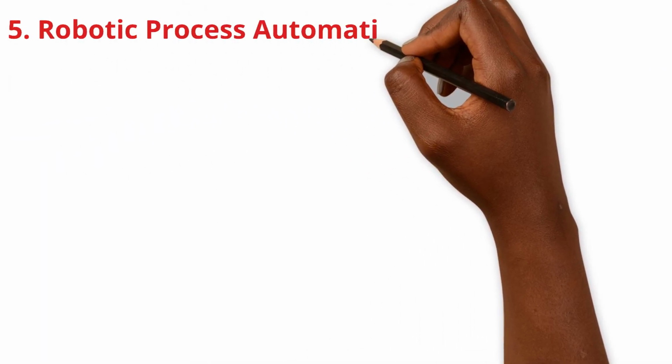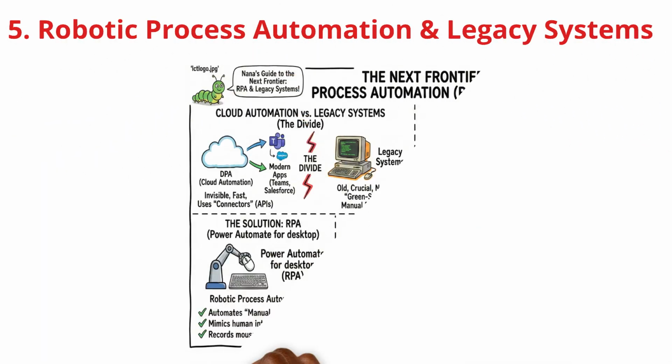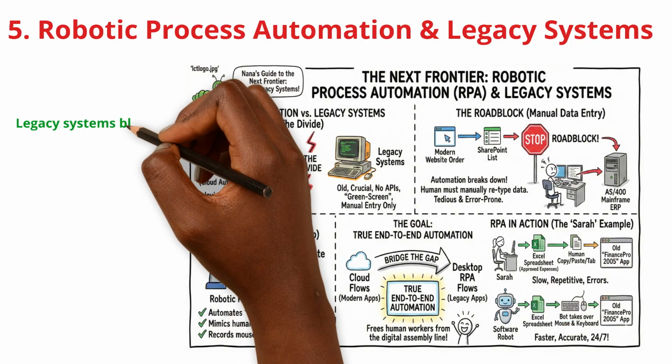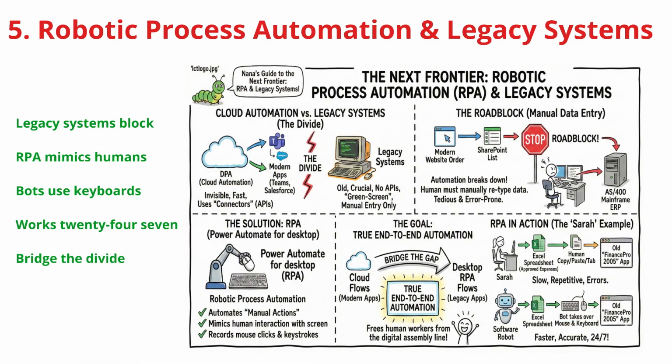We have fast, modern cloud automation connecting apps instantly using APIs. But there is a major divide separating it from crucial old legacy systems that have no APIs and require manual entry. This creates a massive roadblock. You might have a modern online order, but automation breaks down when a human has to manually retype that data into an old mainframe. It is tedious and error-prone.